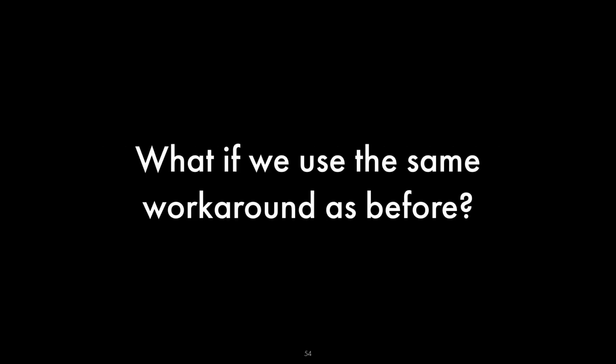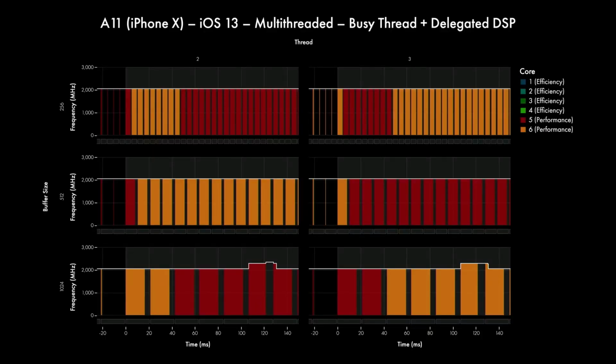So how does this look if we use the same workaround that I showed before? Not just the busy thread, but also delegated DSP with this proxied DSP. So it's looking like what we want. We have buffers running on the same core for an extended period of time, which is also good for the caches. And we don't have the efficiency cluster being activated at all. And of course, there's no dropouts here.